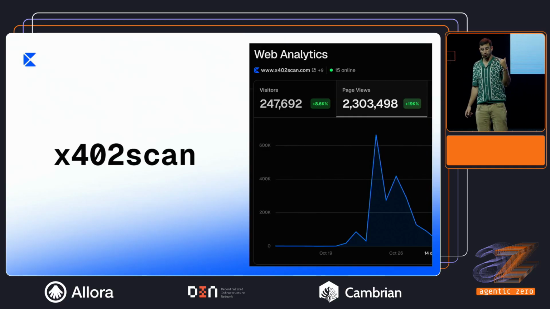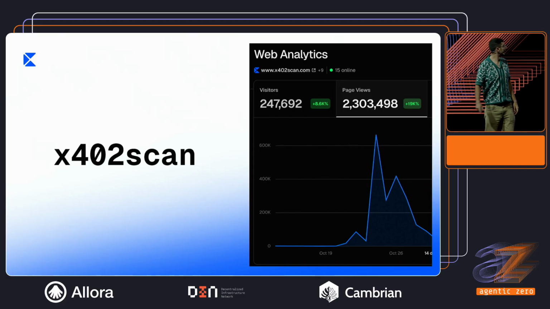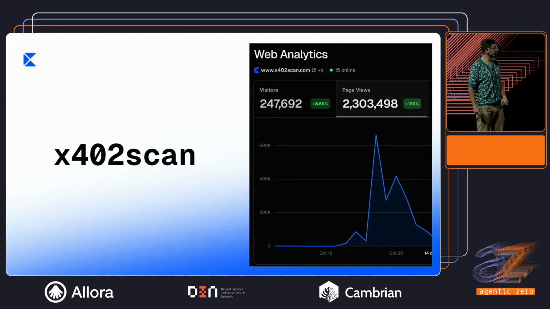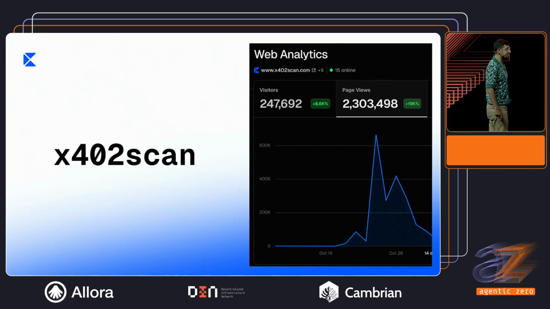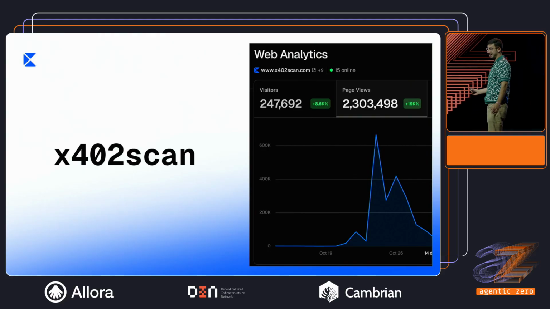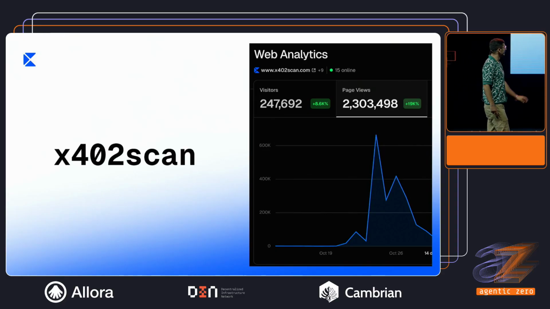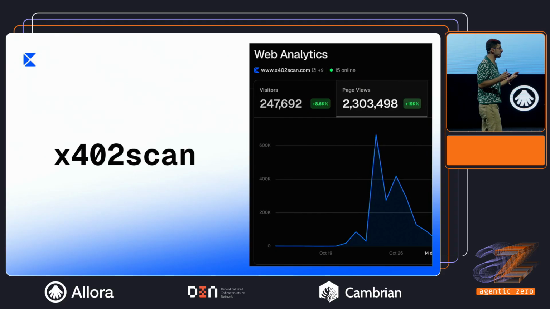So we launched x402 scan, and this happens. We got a lot of eyes on it, which is very exciting. At the same time, this happened because someone had the genius idea of launching an x402 meme coin. I guess we're in crypto, that kind of stuff happened. It's super good to get all the attention on this.